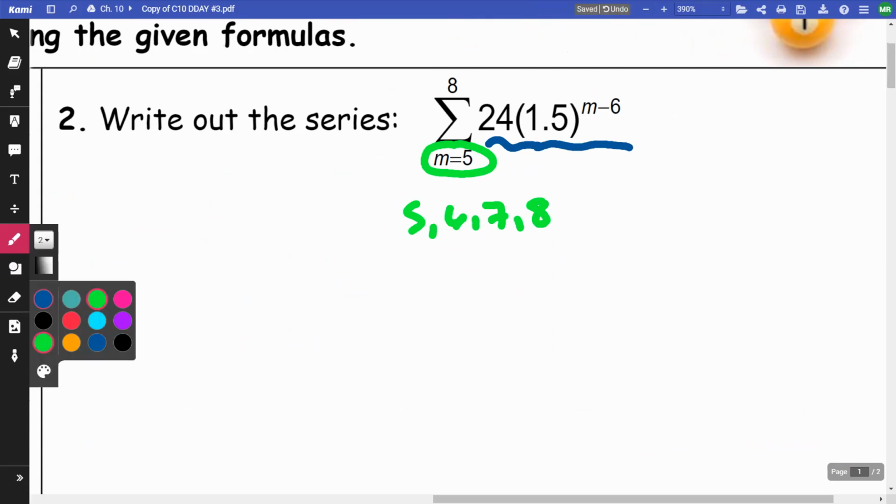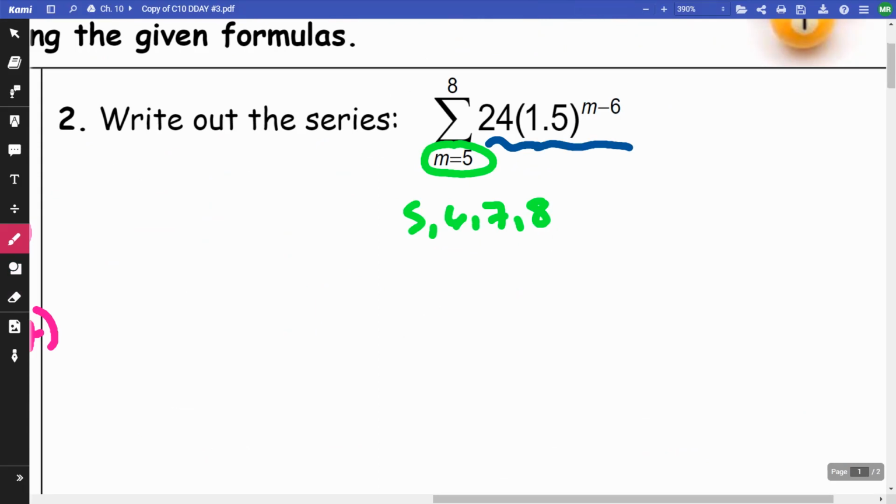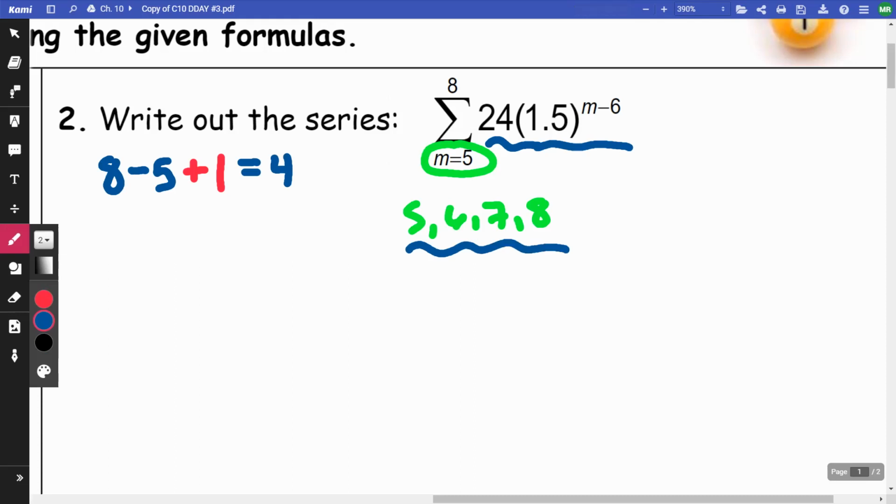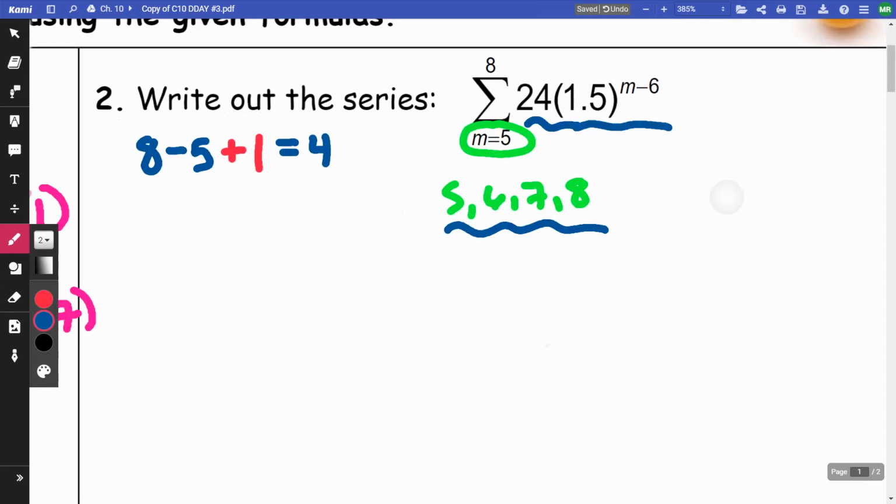Now, you want to know how to figure that out without having to list them out. So you take the last term you want minus the first term you want, and you always add 1. So 8 minus 5 is 3, 3 plus 1 is 4. And you see it was 4 terms. That's how you figure out how many you are summing up.